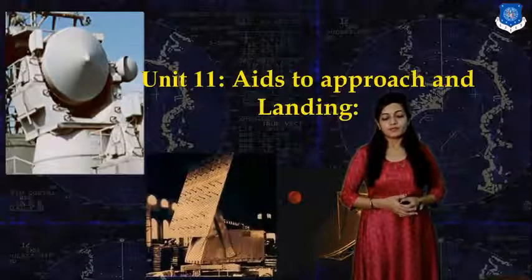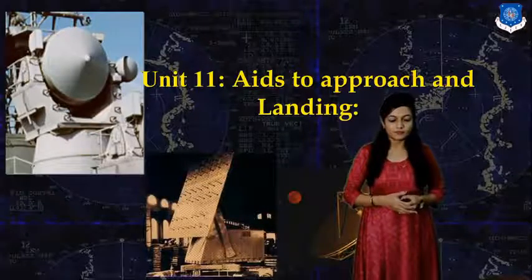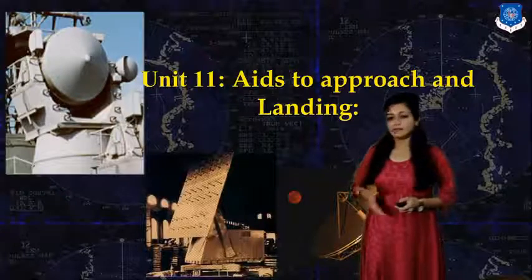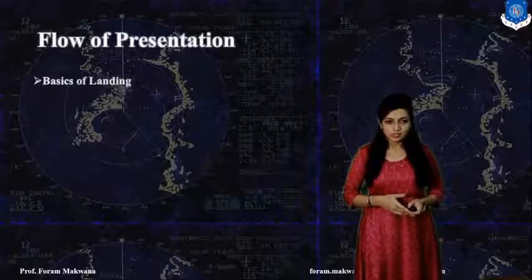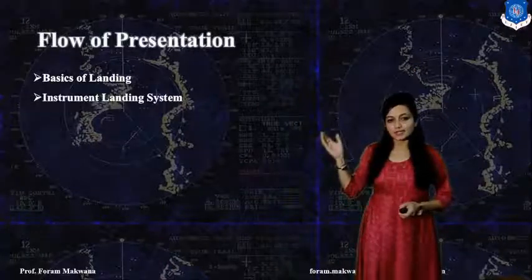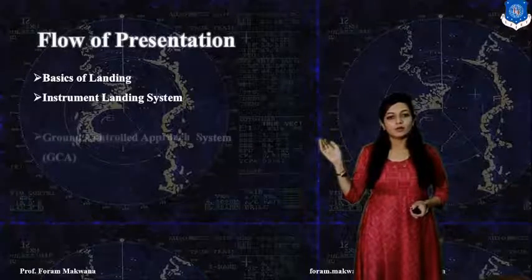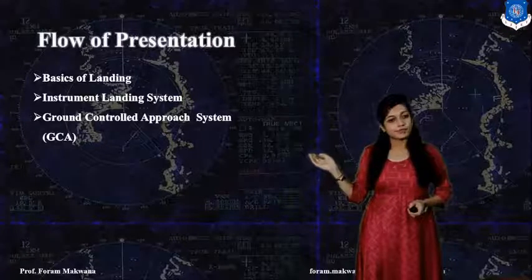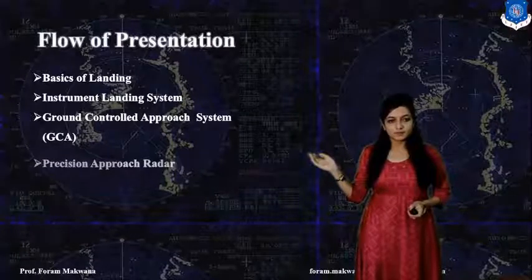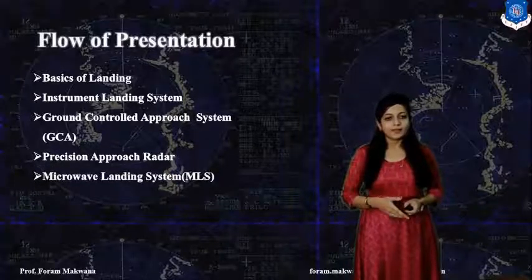So, in the previous session we have finished unit number 10, that is the Hyperbolic Navigation System. Now in unit number 11, that is aids to approach and landing. So in this session, we will first understand the basics of landing, instrument landing system, ground control approach system, and the precision approach radar.